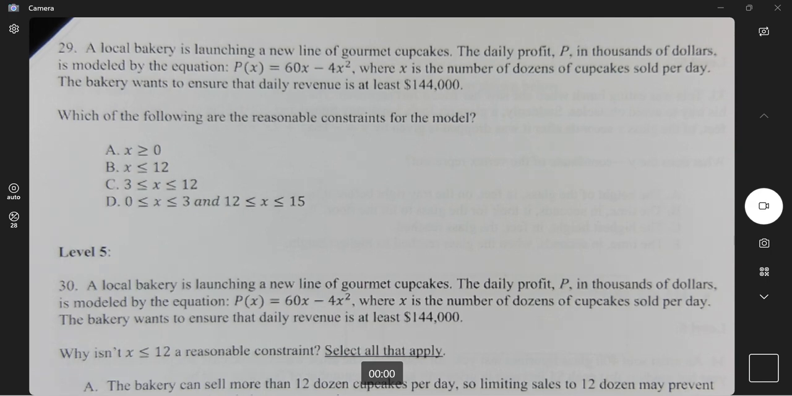Fourth installment of the Algebra 2 Honors 25-26 midterm review. Got through 28 of the 49 questions so far. Let's just see where we get today.